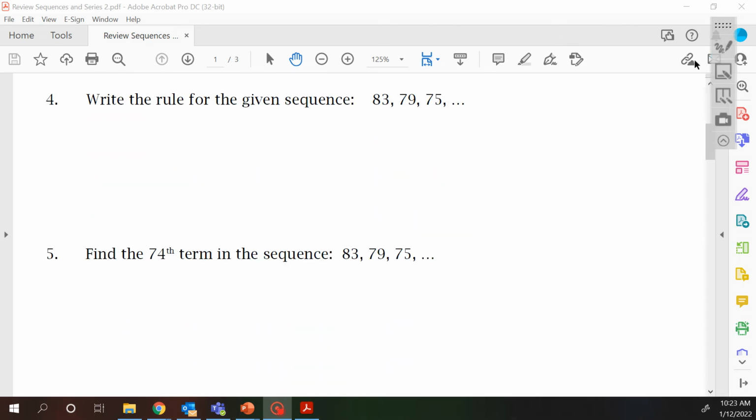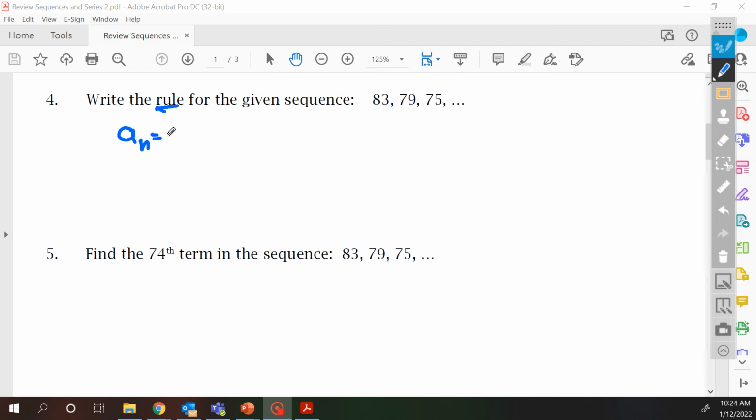Write the rule for the given sequence. The rule is going to be the AN formula, the formula that determines each term in the sequence. Now, the AN formula is different based on whether this is arithmetic or geometric. So we have to look at the sequence to determine which one we're trying to use here. So 83, 79, 75, this is going down by 4 each time. We have a common difference of negative 4. So this is going to be arithmetic since we have a common difference.